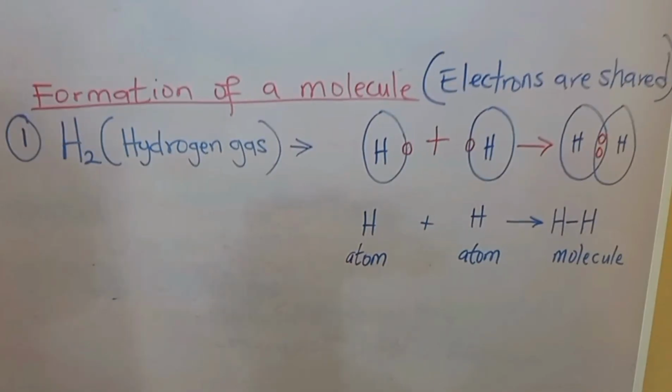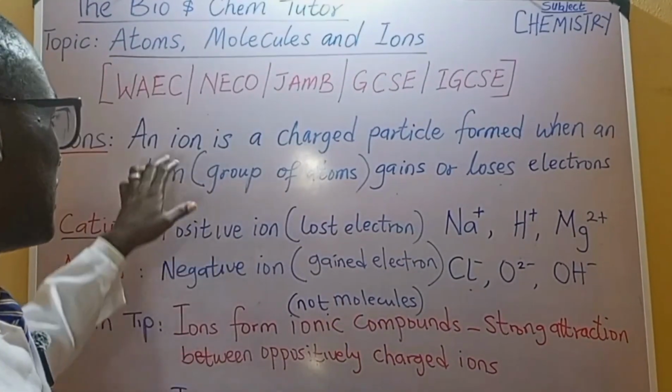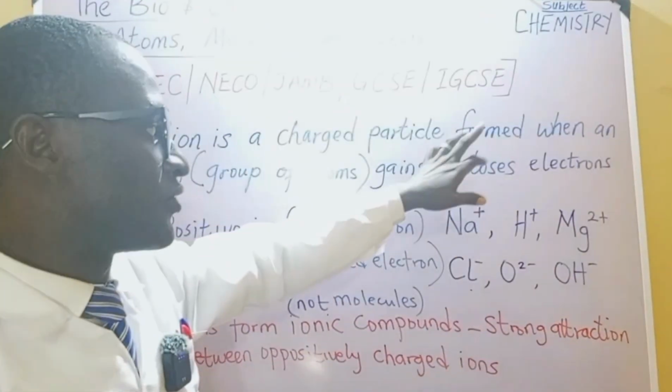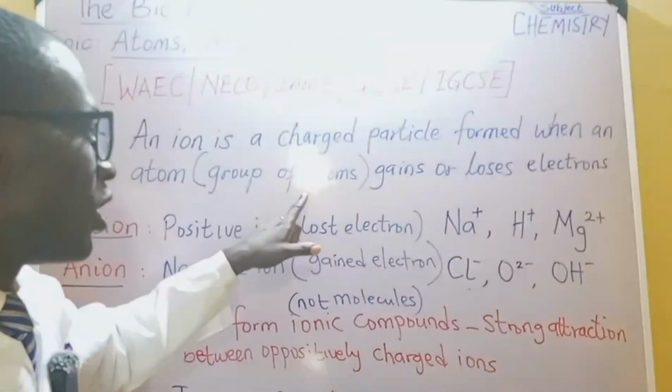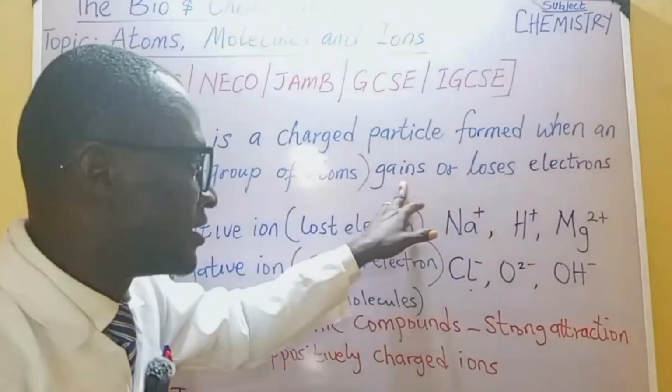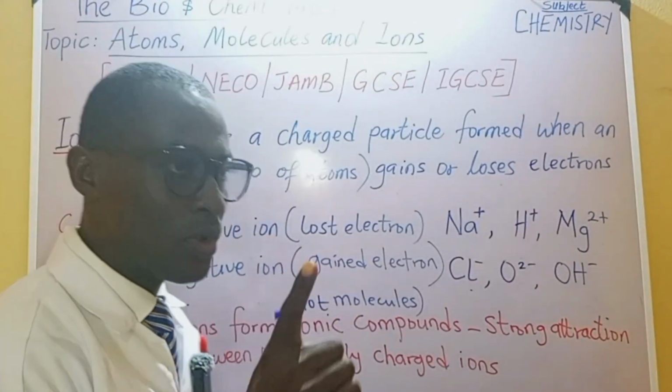Thank you. We have talked about atoms, we have talked about molecules. Now we're looking at ions. An ion is a charged particle formed when an atom or group of atoms gains or loses electrons. Now, it is important that you get the keywords for an ion.